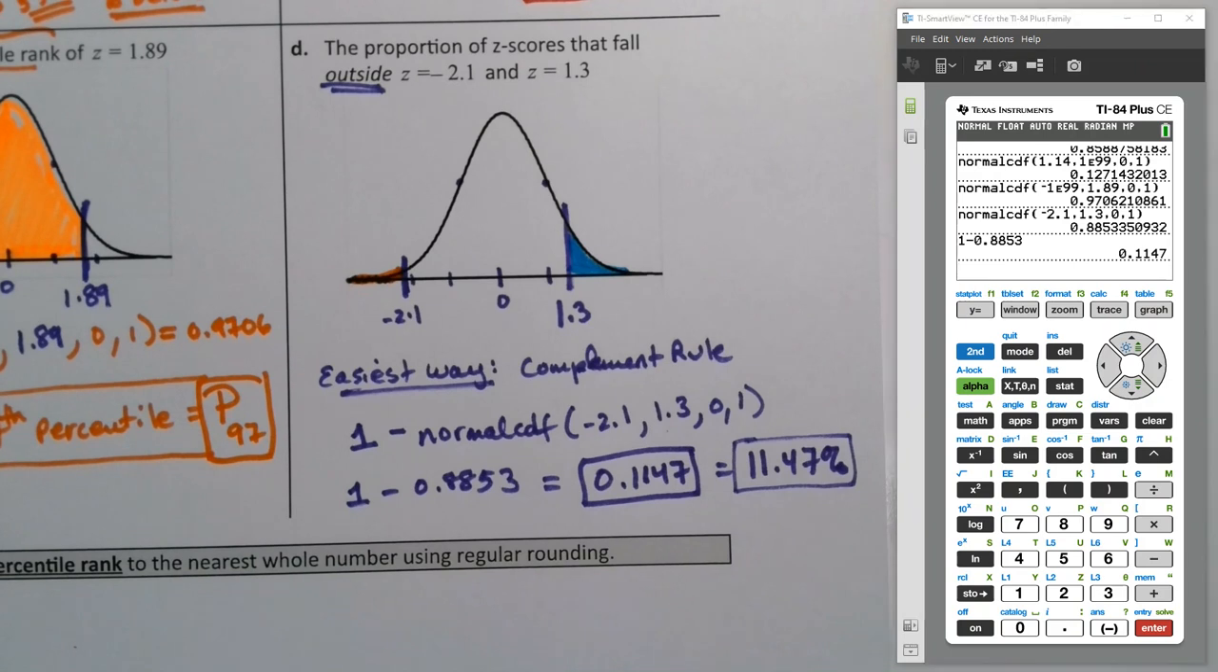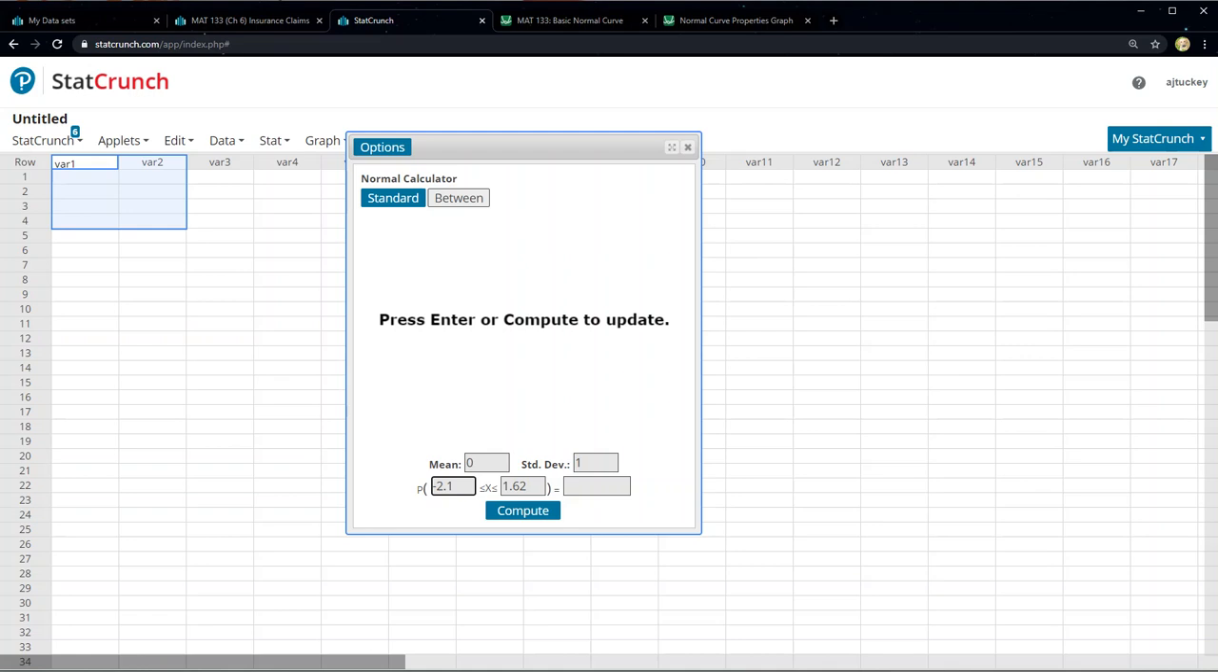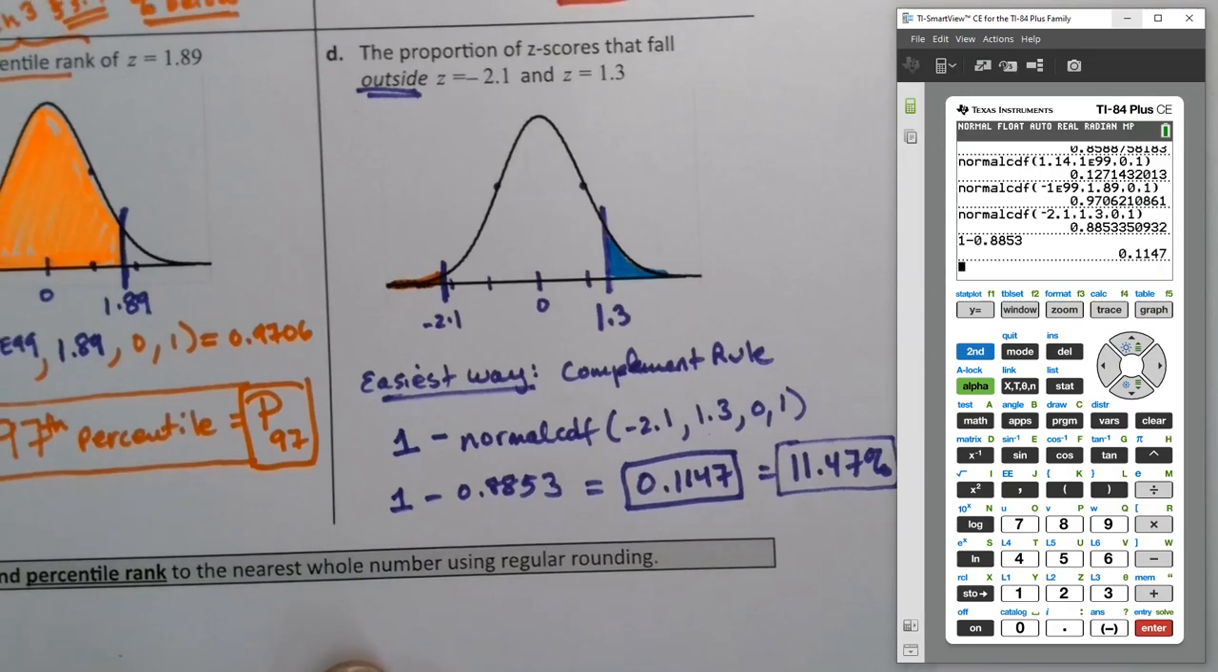Now in StatCrunch, this is the one problem in StatCrunch that is tricky no matter which way you do it. So it's definitely a between probability. So I'll click on between and I'll type negative 2.1 and positive 1.3, enter. And it finds the 0.8853, and then I would just have to take it away from 1 in order to be able to find that probability. So it does involve an extra step even in StatCrunch.